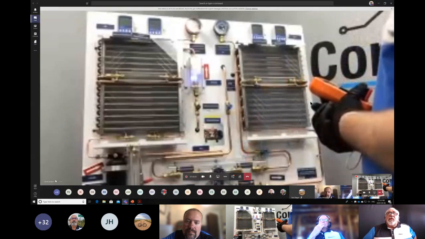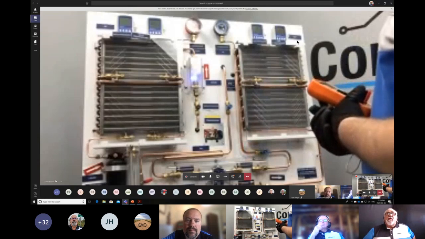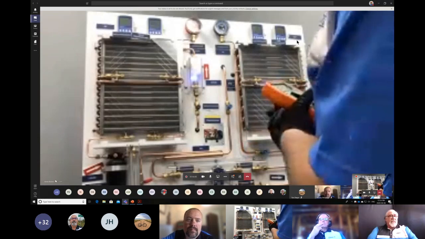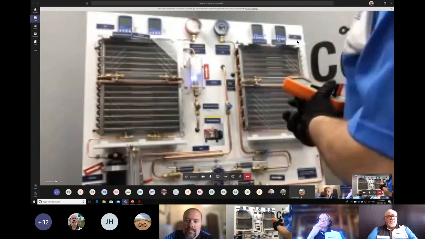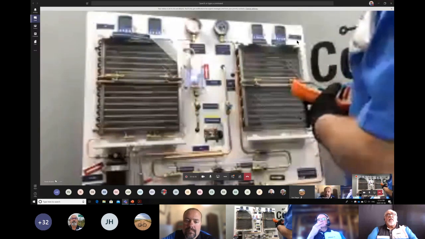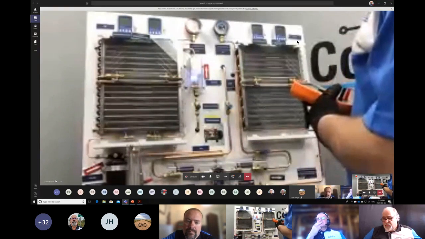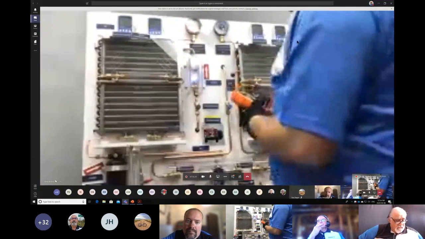Now, what we have to do is wait a minute, but what Kevin could be telling us right now is what's going on with the gauges. Okay, well, on the low side, my pressure is going way down. My temperature out is at 43.5 right now. My pressure is almost at 0.